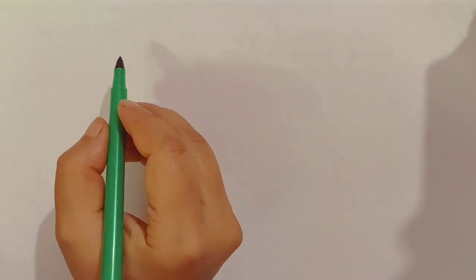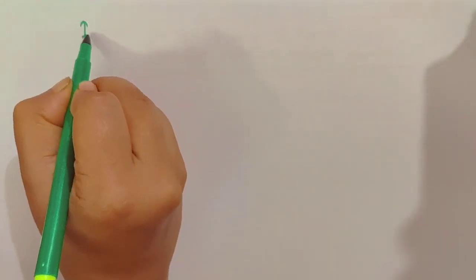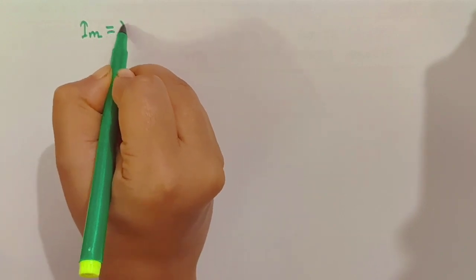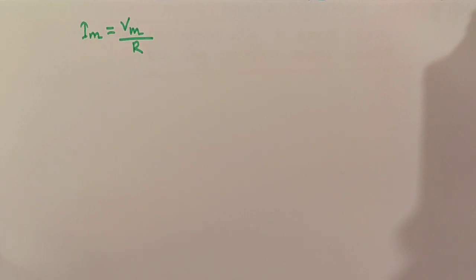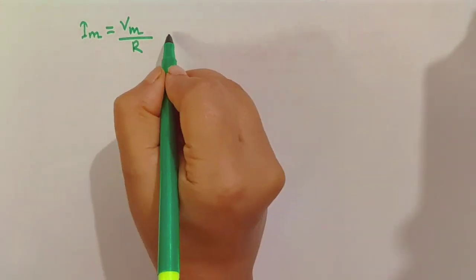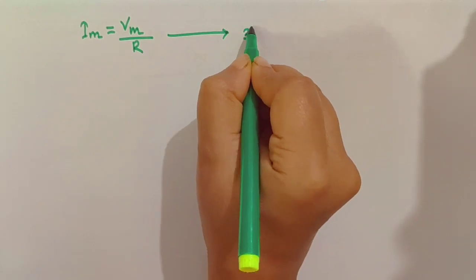Okay. Now the maximum or peak current is evidently given by, what is the maximum or peak current? Im is equal to Vm by R. We just write it in equation number 2. Give this equation number 3.